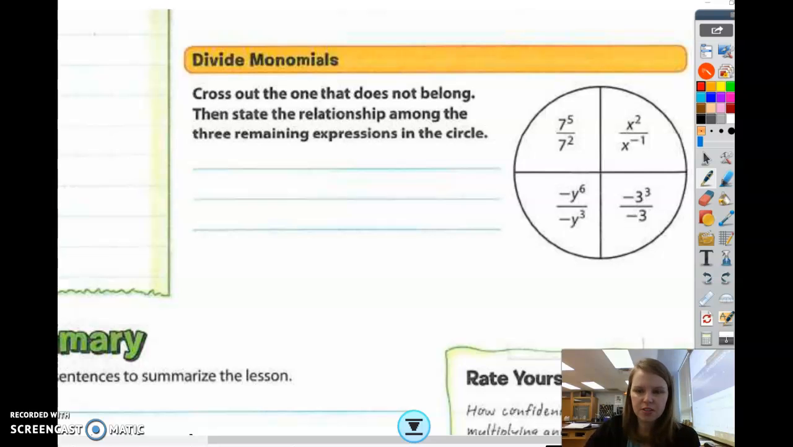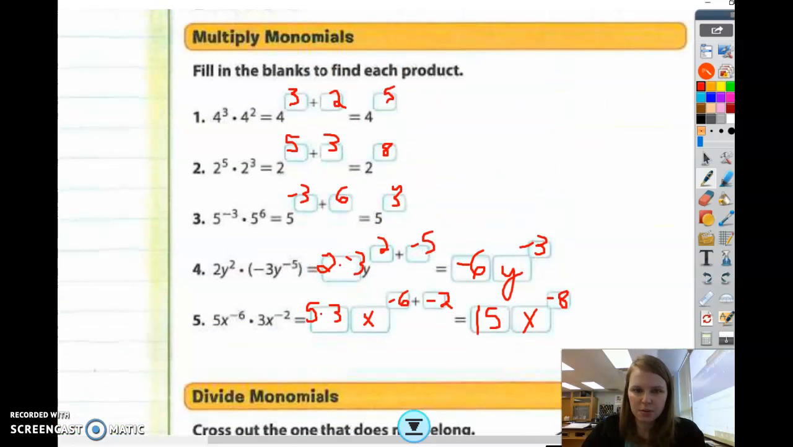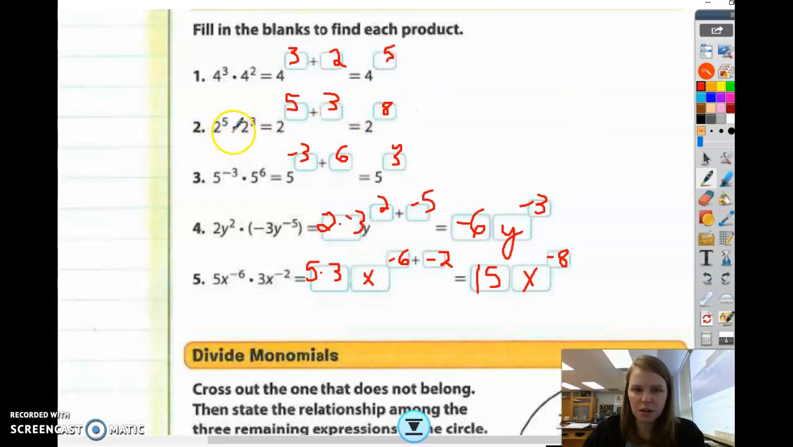Alright, now we're going to finish this. Since this is the second video, we're going to finish this and then I'll let you get started on the homework here. So we were just going through examples up here. When you are multiplying numbers and they have the same base, then you add the exponents.